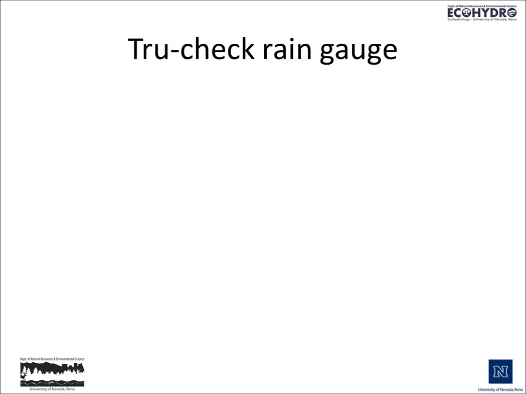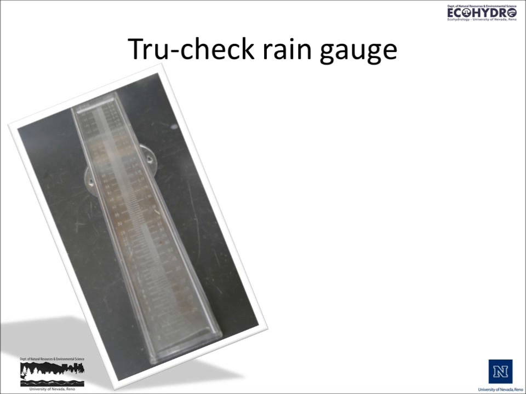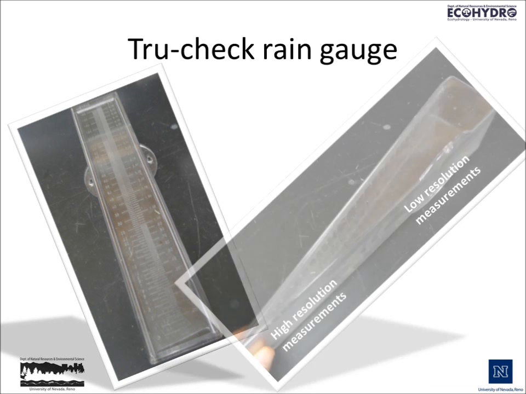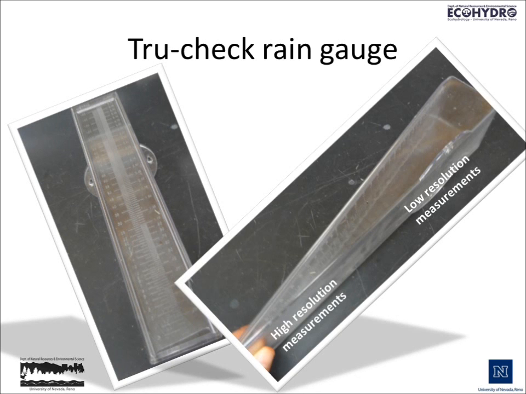A TruCheck rain gauge is another kind of rain gauge that has a unique feature, which is that because it's wedge shaped, it actually has very high resolution measurements at the bottom of the gauge. So if we have very low amounts of rainfall, we can read them with a high degree of accuracy in the bottom of this wedge-shaped gauge. As the gauge fills, the resolution becomes lower and lower, but for areas like Nevada in which we have rainfalls that are often in the trace amounts, the TruCheck rain gauge is a very good tool for recording very low volume rainfalls.